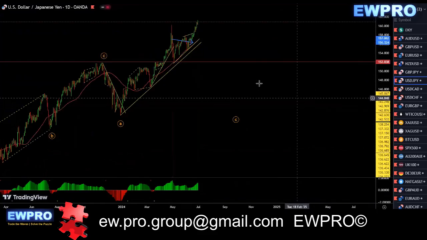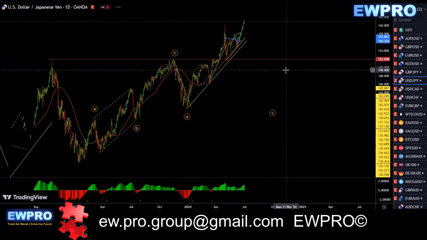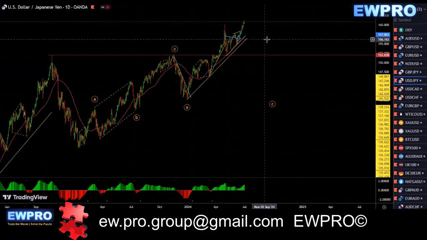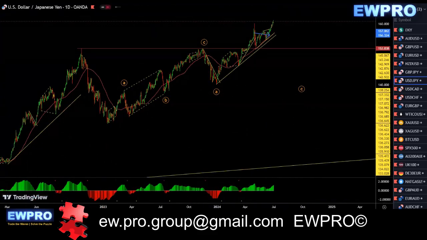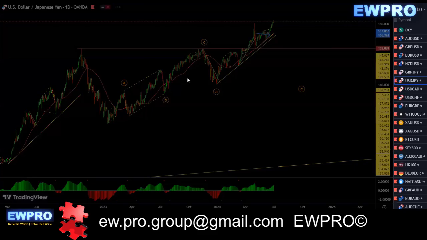UY is very similar on the daily. This has gone a lot further than I thought, but overall, I'd still be looking at this as a B wave because we got that nice impulse down here. This is quite choppy, breaking the top. So I'm still looking for that C down before we get more upside, more than likely more upside.